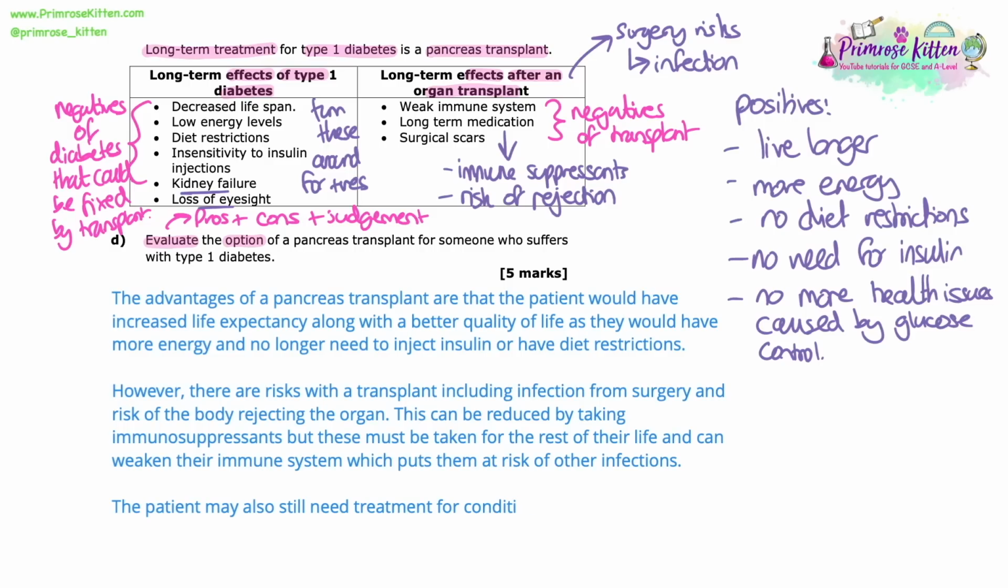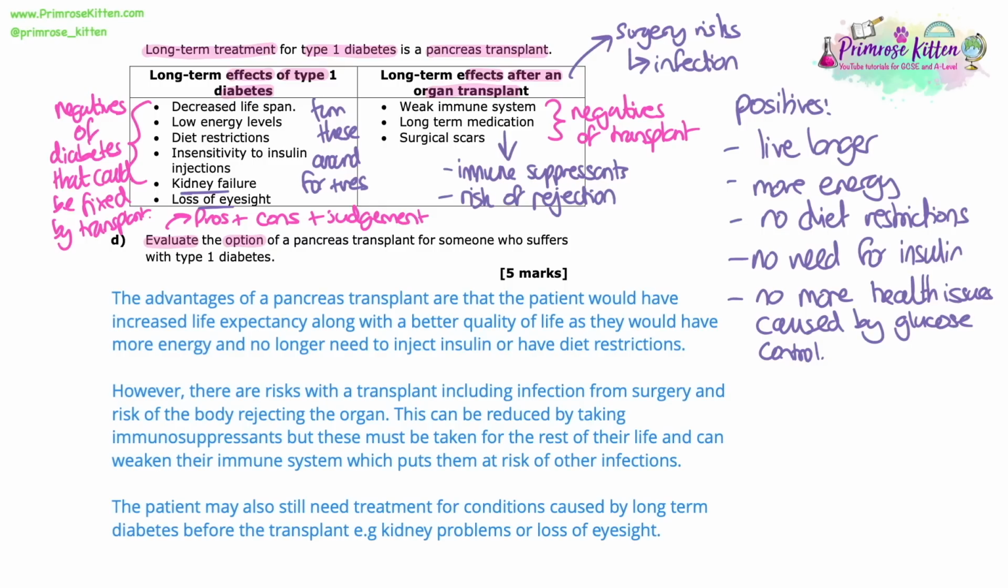So this is where I've linked them together again. I've said that there's a risk from surgery, there's a risk of rejection, but then I've linked that to the immunosuppressants that they have to take to help with reducing the rejection. But then I've also linked that to say that it's a negative because you've got to take it for the rest of your life, and that can be a negative because it can weaken your immune system. And then I've added the extra link there that means that you're at risk from other infections.